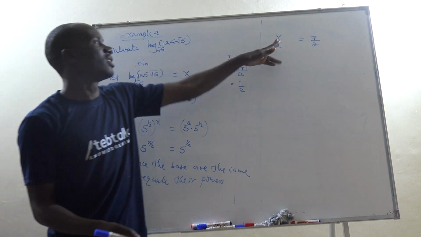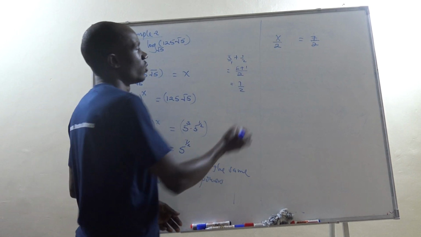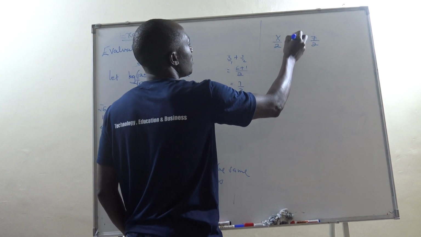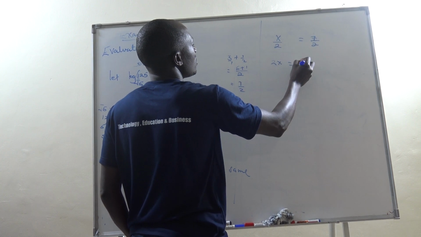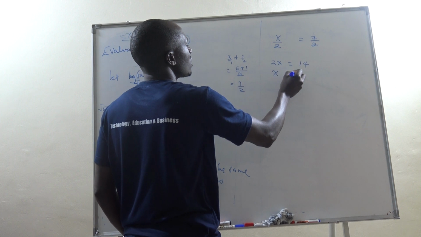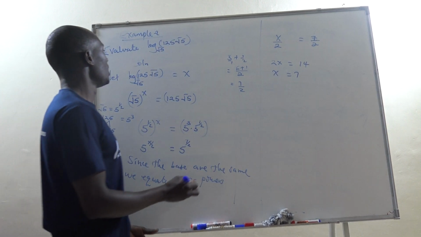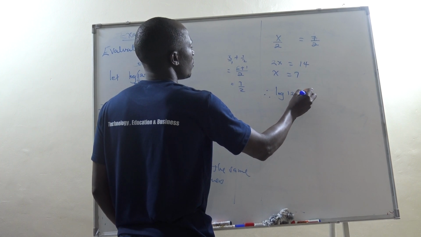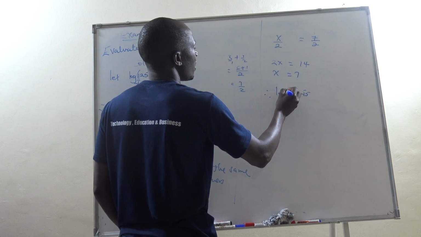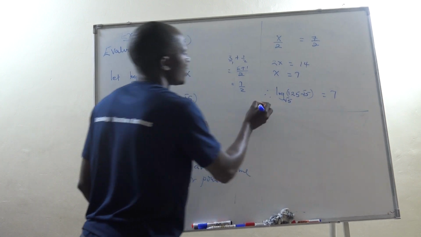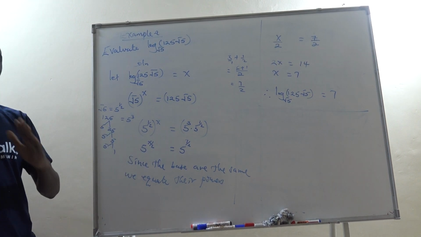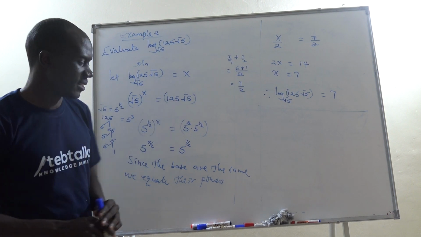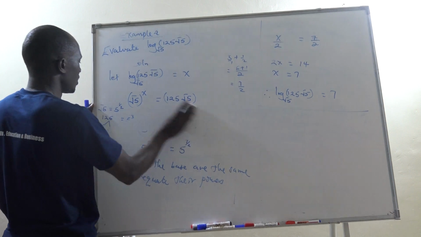Mathematically, the numerators are the same, so you can cross multiply. So this and this one can disappear, or cross multiply. Let's cross multiply. This is 2x equals 14 divided by 2. So x alone is 7. So x is 7. We say therefore log of 125 root 5 base root 5, we are coming out with a 7. You have already tried to evaluate this one. That's how we're going to be doing more and more of the numbers. So let's proceed to the next example.